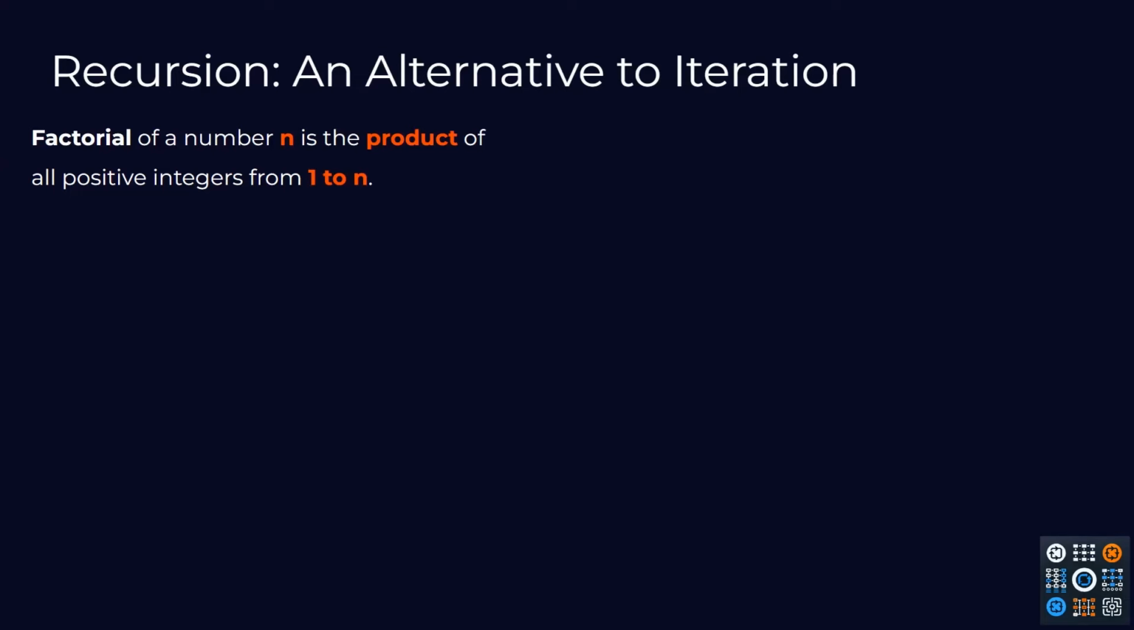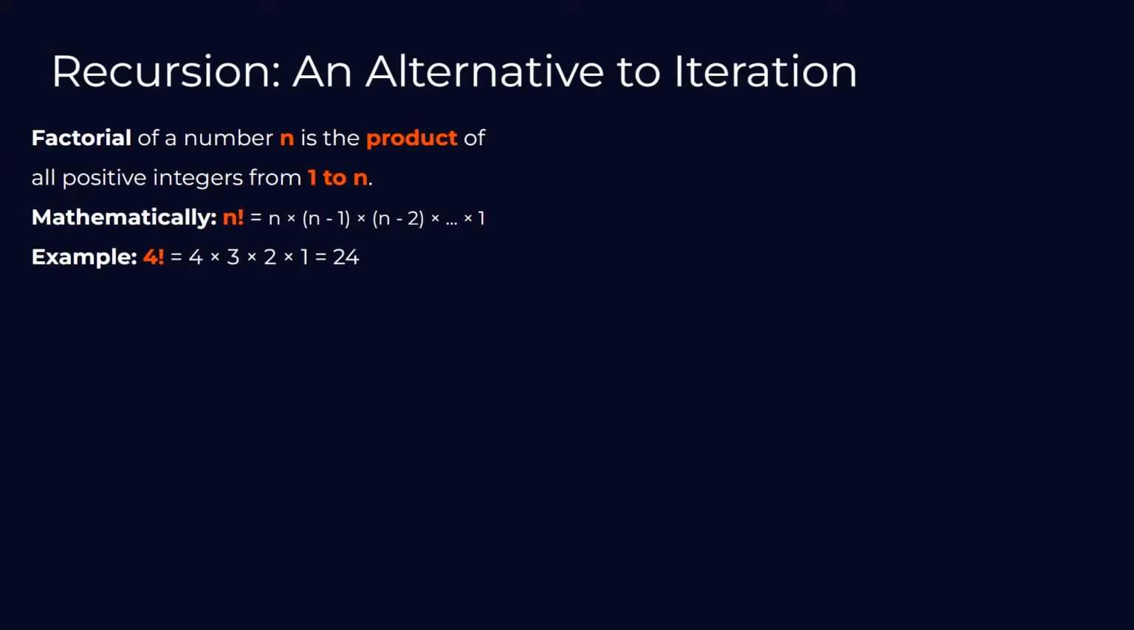You may have known the factorial problem. The factorial of a number is the product of all positive numbers from 1 to n. Mathematically, the factorial of n is n multiplied by n-1 multiplied by n-2 and so on, multiplied by 1. To make it more concrete, the factorial of 4 is 4 multiplied by 3 multiplied by 2 multiplied by 1. The product is 24. We can write a simple function in Python named factorial that takes as input the number n and computes its factorial.